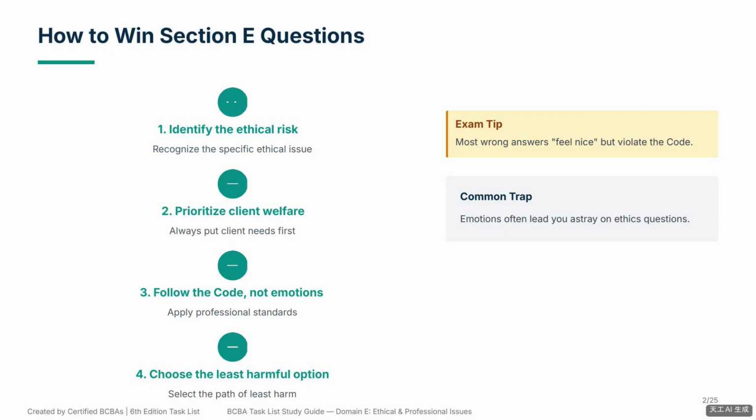Let's get started. Here's the formula for winning ethics questions on the BCBA exam. Step 1. Identify the ethical risk, not the emotional problem, the ethical one. Step 2. Prioritize client welfare, not convenience, not your feelings. The client. Step 3. Follow the code, not your emotions. Many wrong answers feel kind, polite, or supportive, but violate the code. And step 4. Choose the least harmful option available. Here's your exam tip. Most wrong answers sound nice, but they break professional standards. Ethics is not about being kind, it's about being correct.